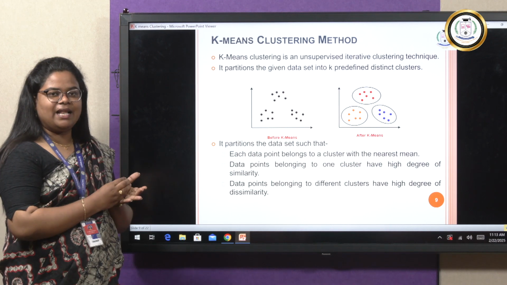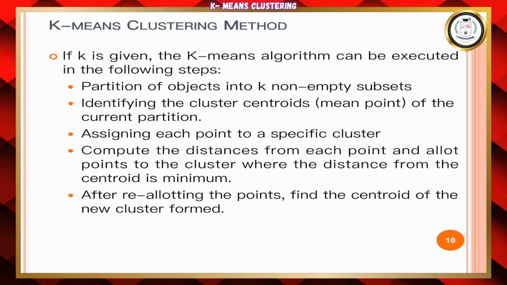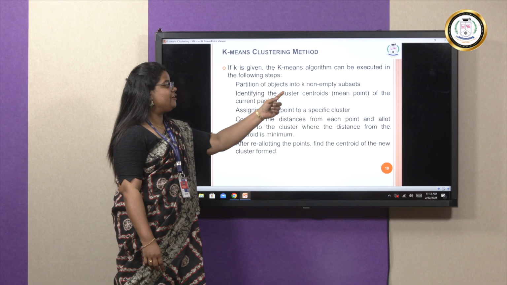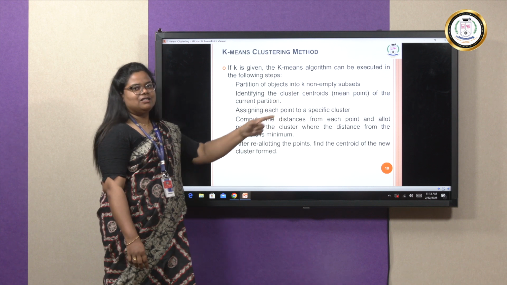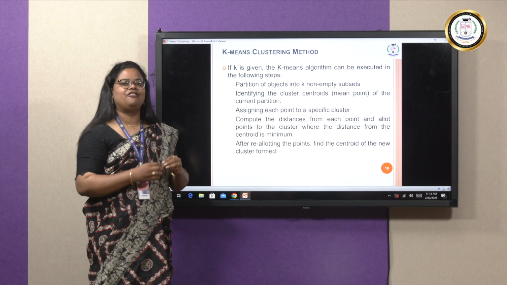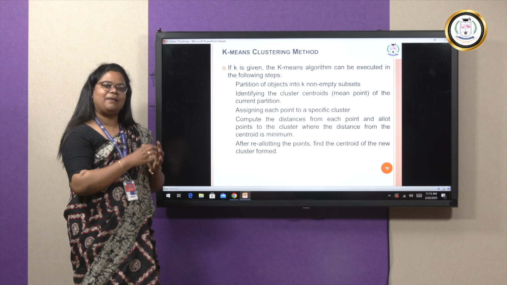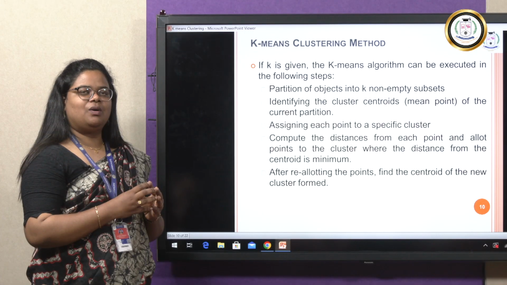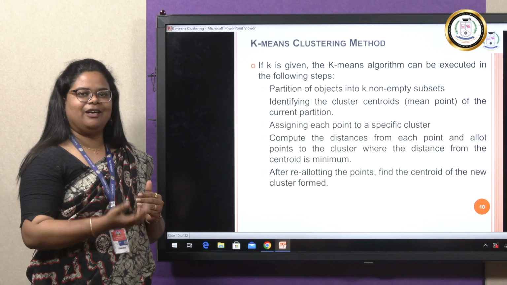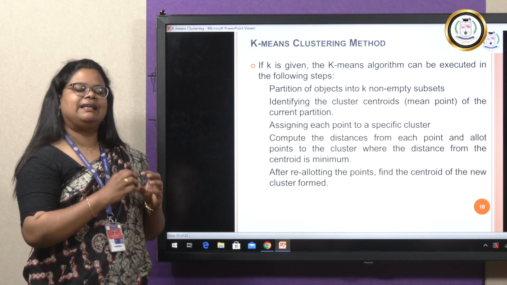For finding the similarity, we are using some measures. In the k-means clustering method, first we have to partition the whole set of objects. The objects are nothing but the data items in the data set. We are partitioning it into non-empty subsets. For example, if you have a data set of 10 data items, we can randomly pick some data items and make them a group. So we can make 2 groups, 3 groups, 4 groups. That is a trial and error method.